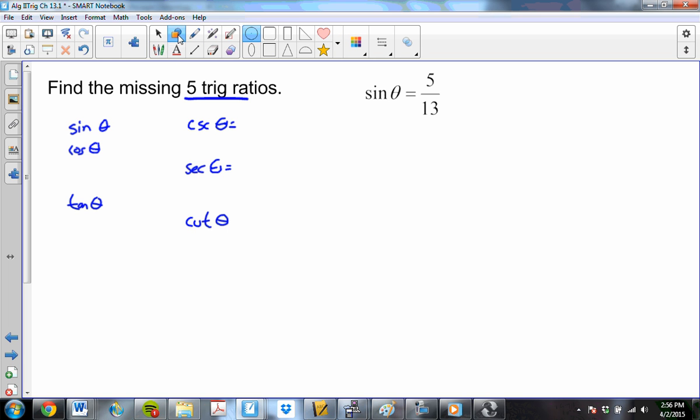I'm just going to draw a right triangle. Now when I pick this tool, it's always drawing a 45-45 right triangle. I don't really like that, so maybe I'll pick another one actually.